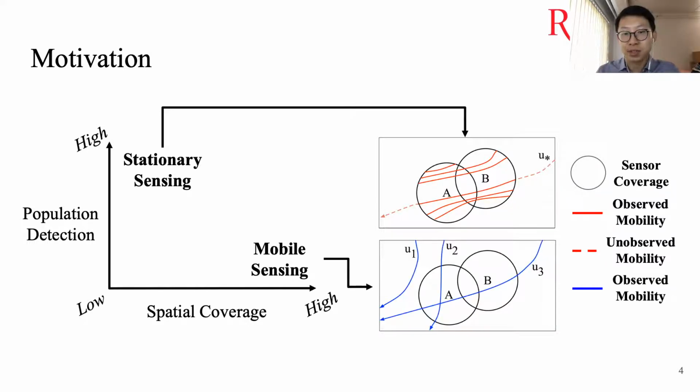For mobile sensing, such as users installing a navigation app, since it moves with the user, it has a high spatial coverage. However, for a specific mobile app or a navigation system, it generally only covers limited users, which leads to a low population detection rate. So far, I hope I convinced you that the two sensing approaches have complementary features. Now we introduce our goal. Can we have an ideal sensing approach with both features?